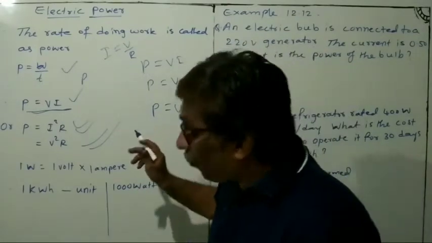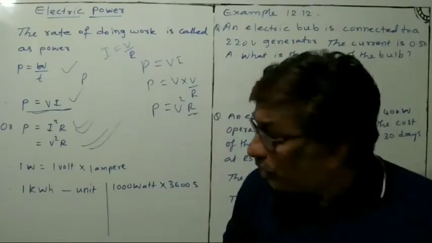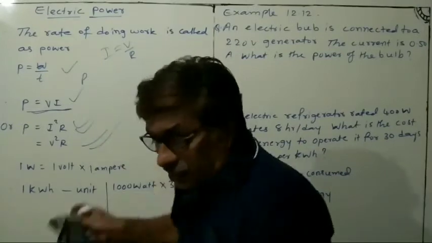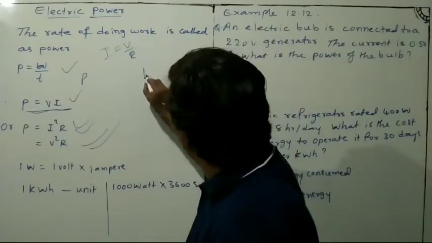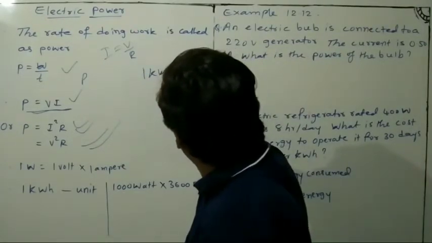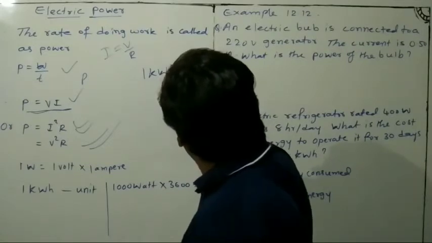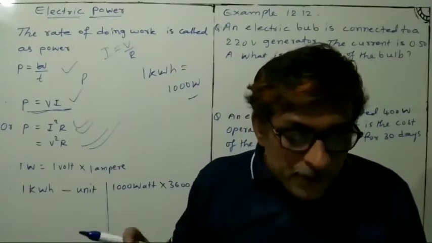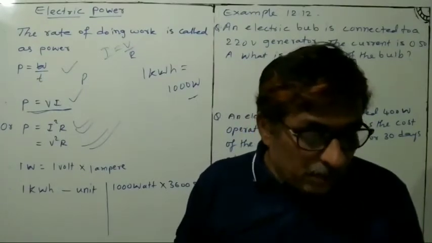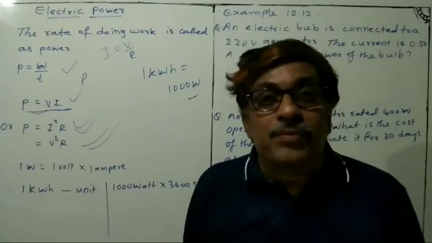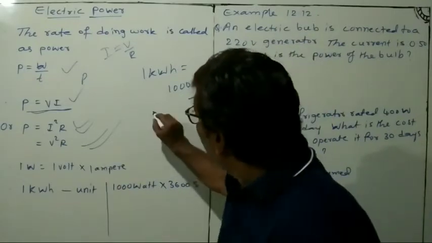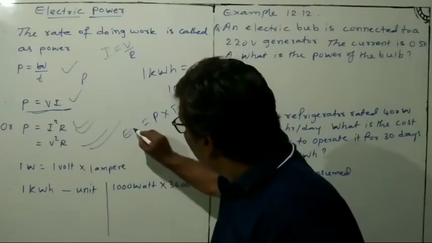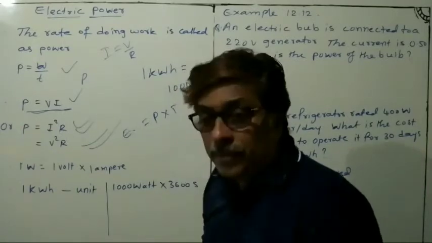How much? 1 kilowatt hour, 1 kWh is equal to 1000 watt hours. Okay. So now you see, since electrical energy is the product of power and time, electrical energy is equal to P multiplied by T.